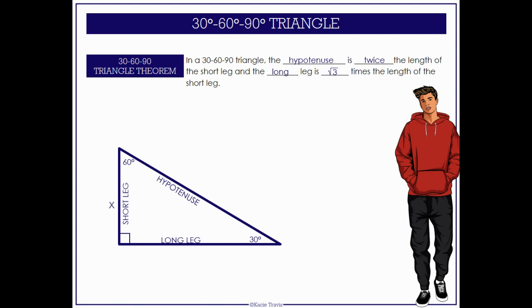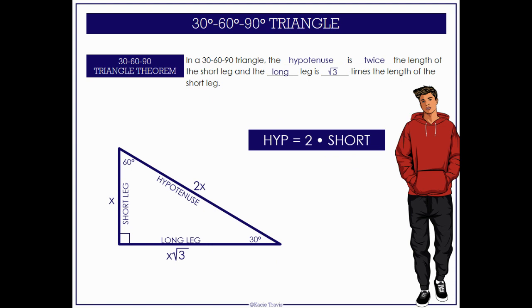And then the formula for this goes as following. The short leg we call x. Now, the first thing that it told us in the definition, the hypotenuse is twice the length of the short leg. So the hypotenuse is 2x. And then the long leg is the square root of 3 times the length of the short leg. This is the short leg, so this is the square root of 3 times that, which is x square root of 3. So we got two little formulas here. For the hypotenuse, it is twice the short leg. The long leg is the square root of 3 times the short leg. And that's our bread and butter that we're messing with today.